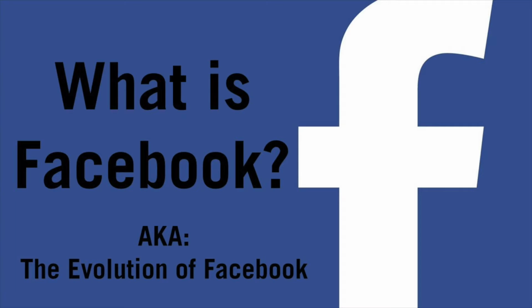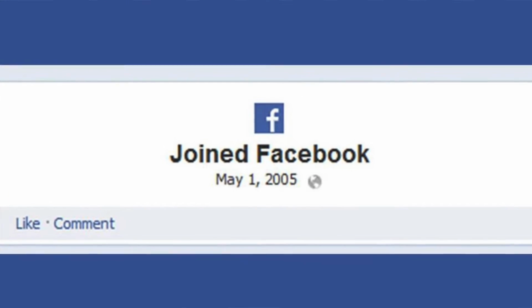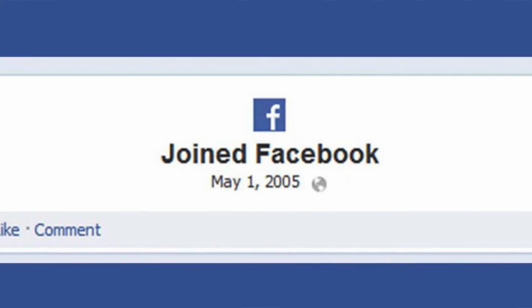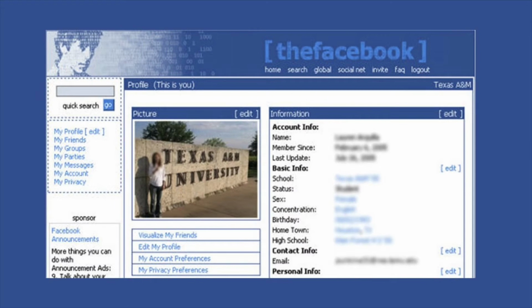Thanks to the wonderful timeline, I was able to go back and find my exact date of joining Facebook, May 1st, 2005. That's about a year after Facebook was exclusive to only Ivy League schools. Here's a look at what the original profile looked like. We've come a long ways. Look at how stagnant that page looks.